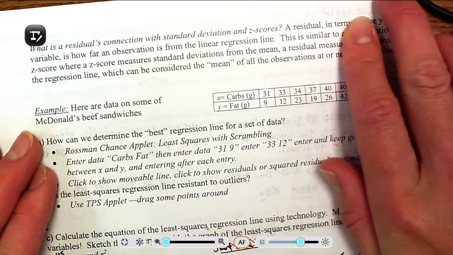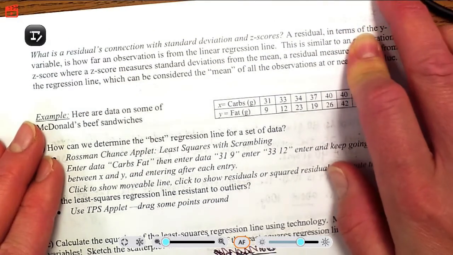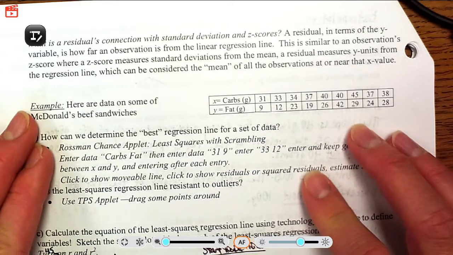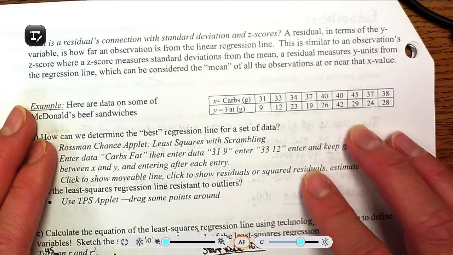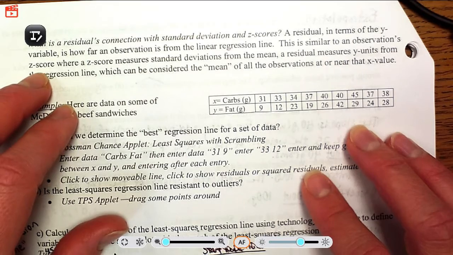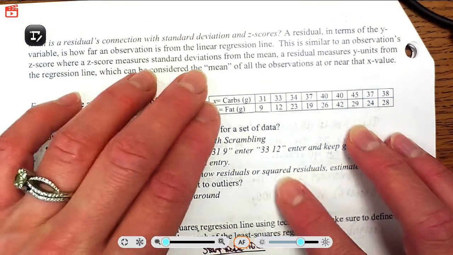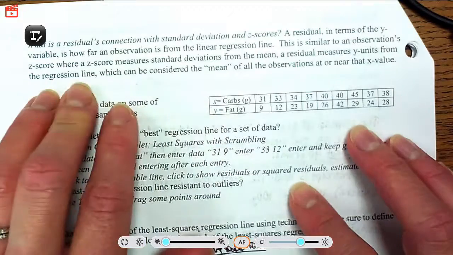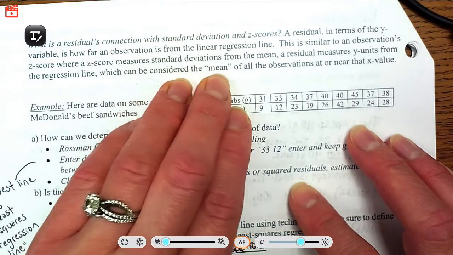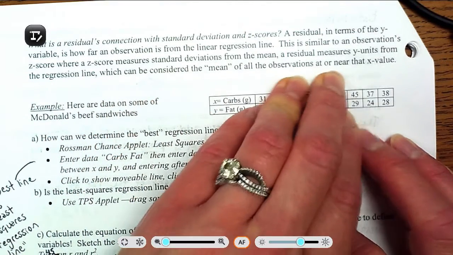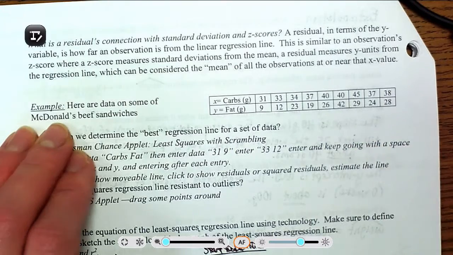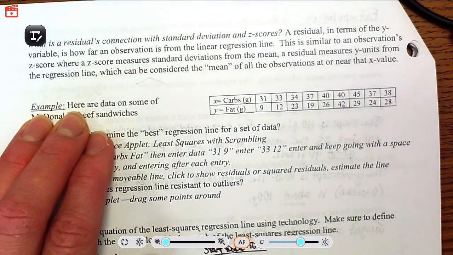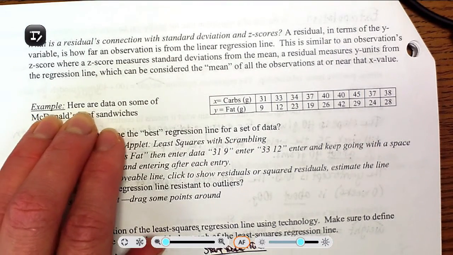What is a residual's connection with standard deviation and z-scores? A residual, in terms of the y variable, is how far an observation is from the linear regression line. This is similar to the observation's z-score, where a z-score measures the standard deviations from the mean. A residual measures y units from the regression line, which can be considered the mean of all the observations at or near that x value. So they're kind of similar, the idea of a residual or a z-score.